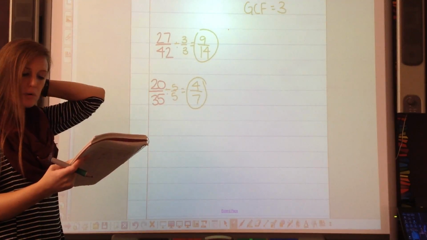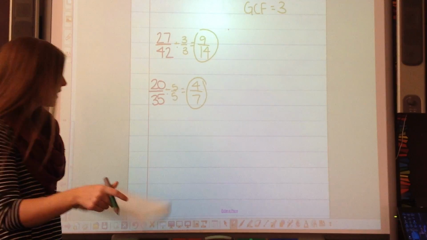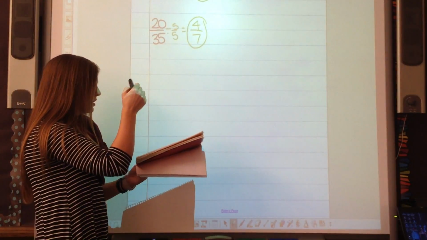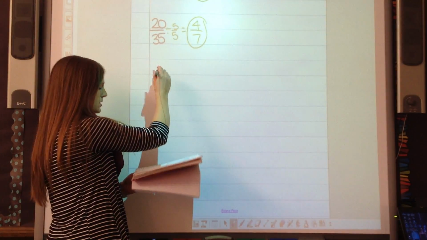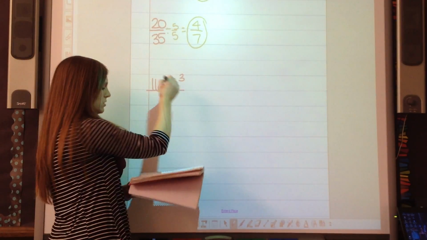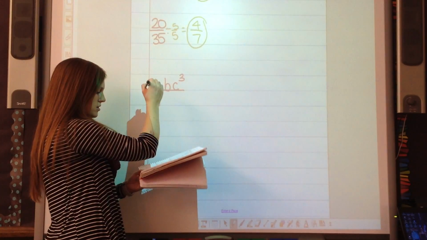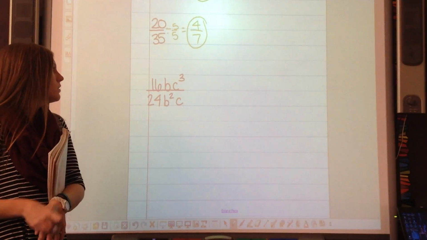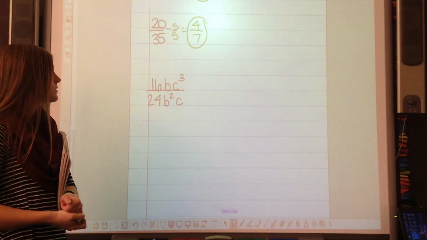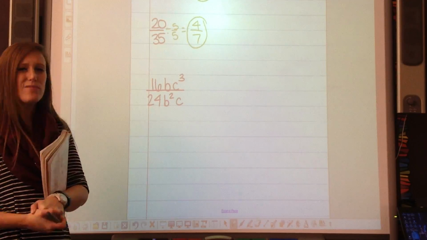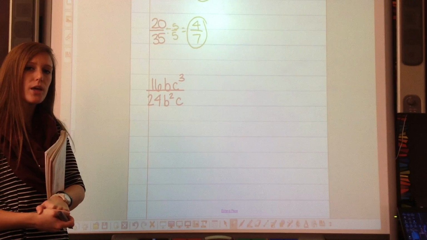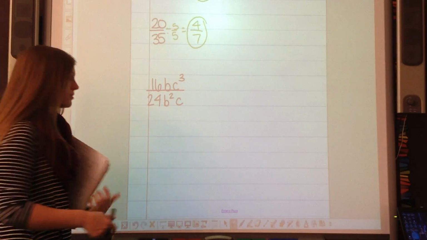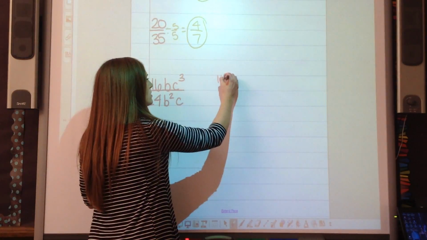We're going to be using the same process to simplify variable expression fractions. And again, that's why we learned how to find the greatest common factor. Let's say we have 16bc cubed over 24b squared c. You're going to want to break this into two parts. 16 over 24. If you can see the greatest common factor, go ahead and pull that out. If you can't, then you're going to use prime factorization or list the factors. I'm going to use prime factorization.